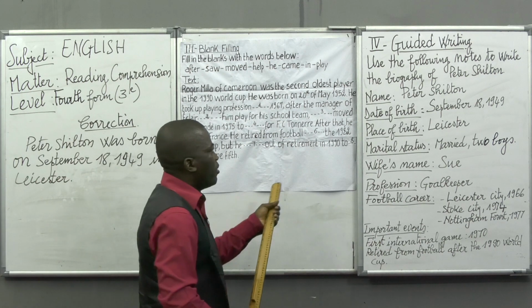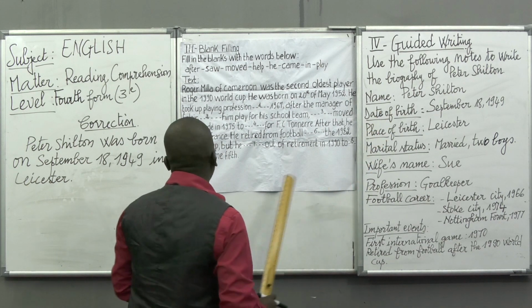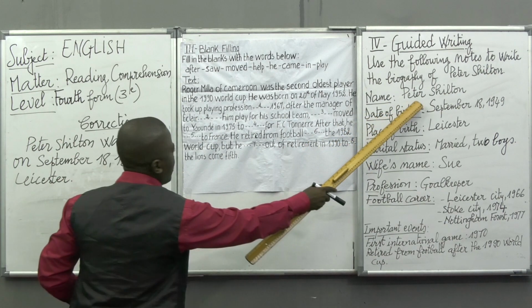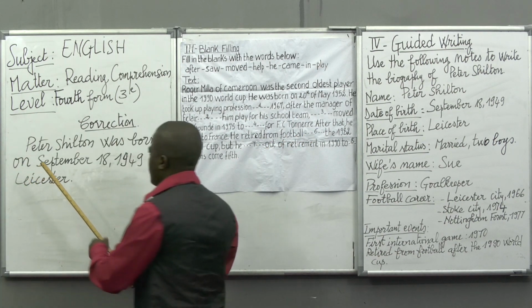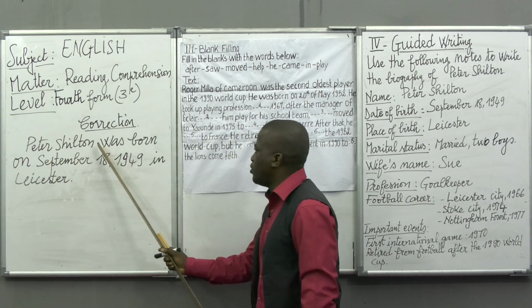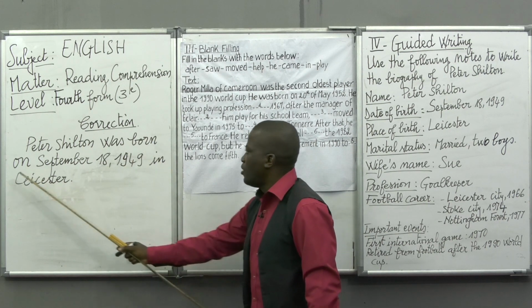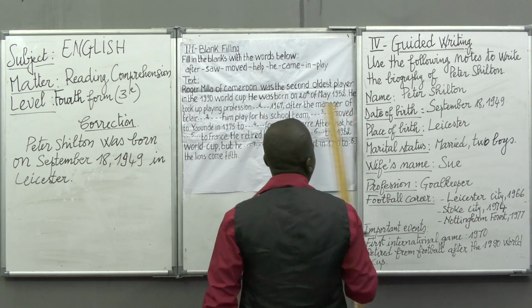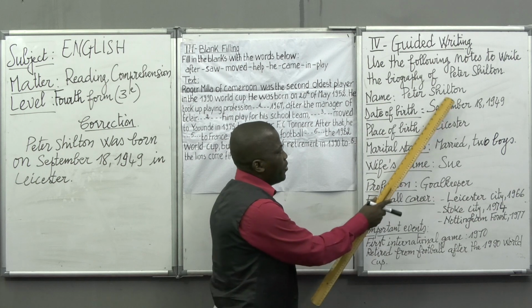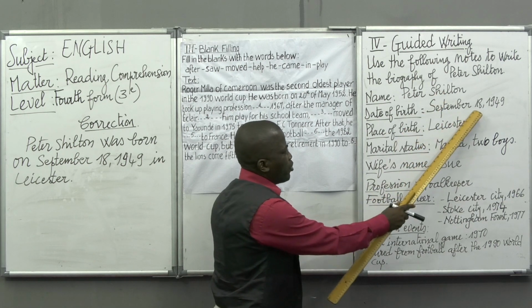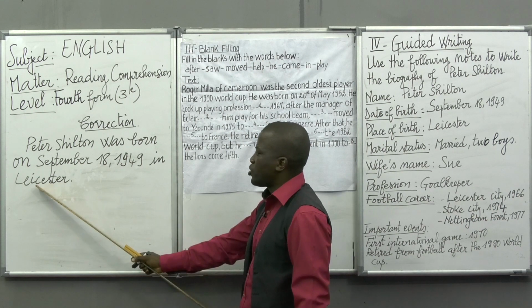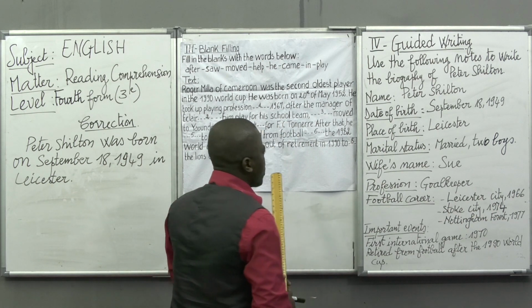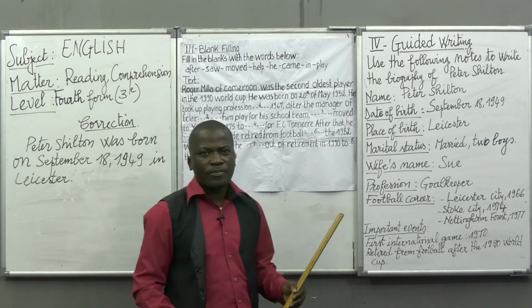That's good. Now, 1, 2, 3, already taken. Peter Shilton, here it is. Peter Shilton was born on September. Then, Peter Shilton, here, was born on September, and the place of birth is there, in Leicester. That's good. Now, let's move to the marital status.